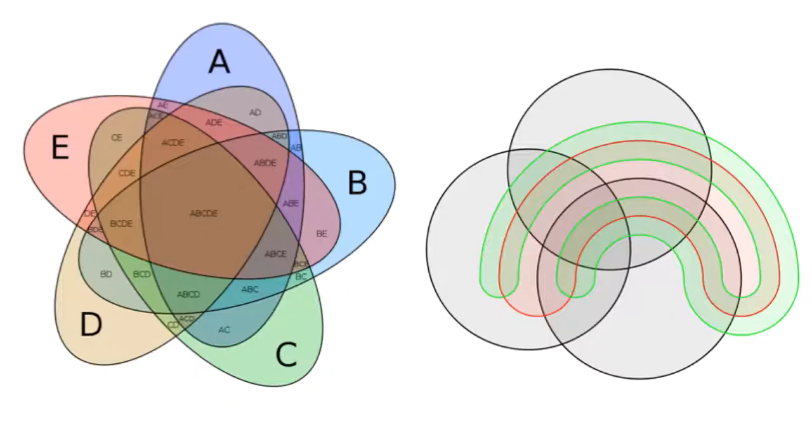If you want to do it with 5 sentences, you can use ellipses, and this is quite elegant. So here's a symmetric and beautiful way of doing a Venn diagram for 5 sentences. That was not Venn's original method.